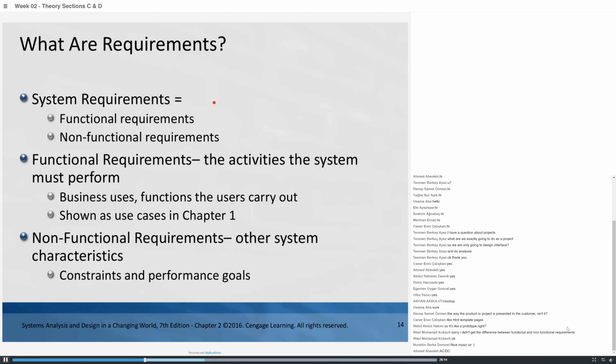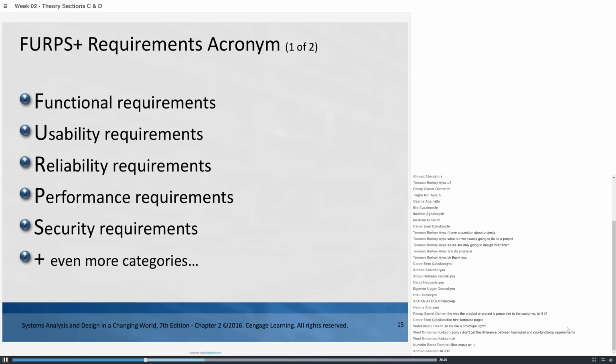Let me explain it another way. This is an acronym called FERPS. It shows functional requirements, usability requirements, reliability, performance, and security. The first one is about functional requirements. The rest of the requirements are non-functional requirements.